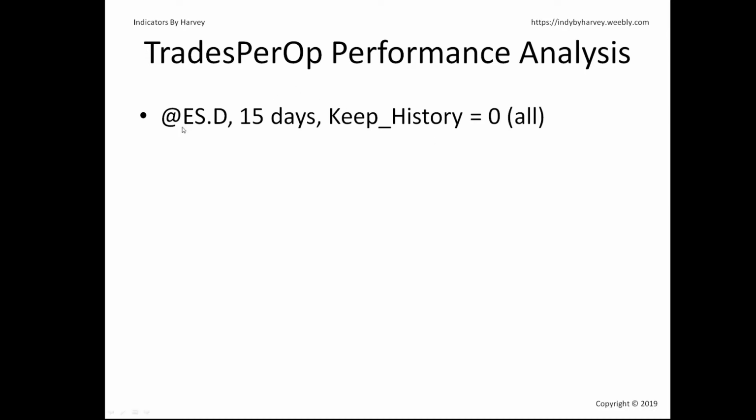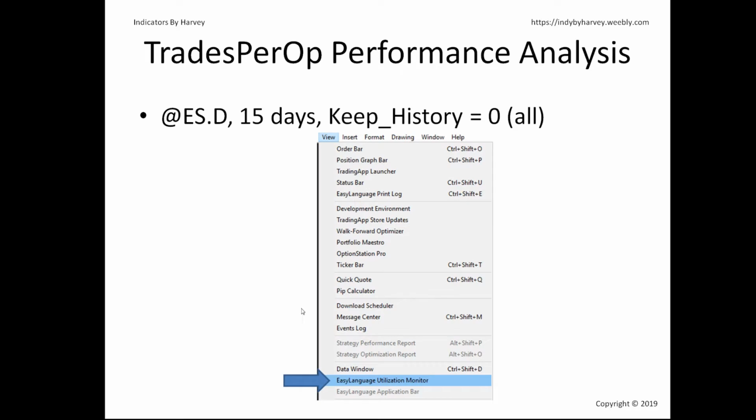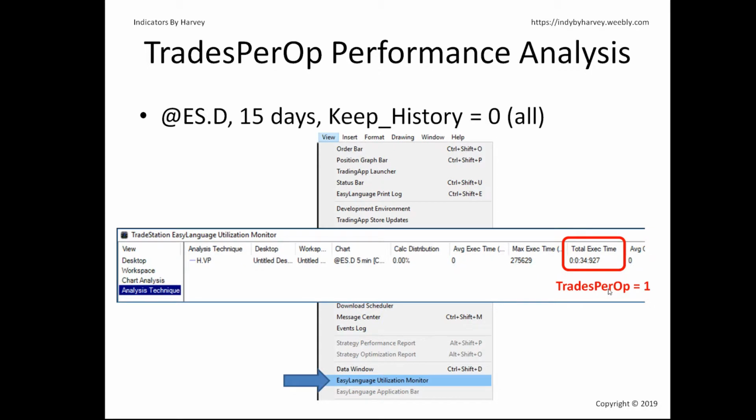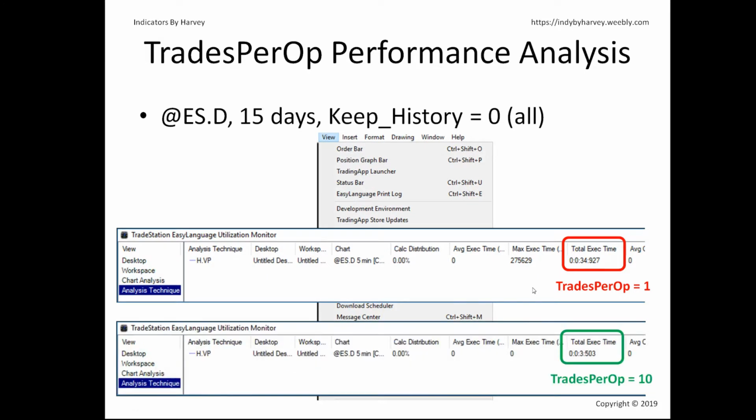I used an ES.D chart, had 15 days of data, set keep history to all, so that it would do an analysis for all 15 days. I turned the indicator on. I also turned the Easy Language Utilization Monitor on. When trades per op were set to 1, it took about 35 seconds for the indicator to execute the data for all those 15 days. When I set trades per op to 10, it only took 3.5 seconds. Basically a tenfold increase in performance when the trades per operation were increased by 10.